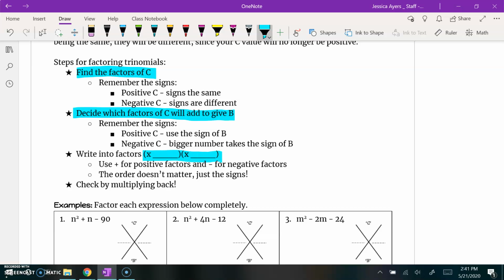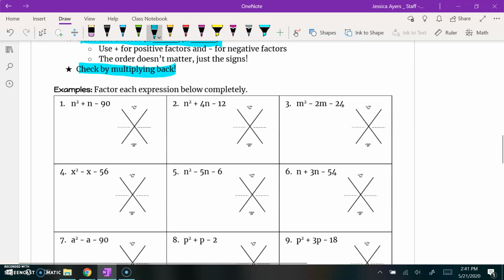We'll still write our factors into that x plus or minus, and then x plus or minus form with the parentheses. You'll use a plus for positives and a minus for negatives. And remember, it doesn't matter what order you put them in the parentheses as long as the signs are correct. Then you can always check yourself by multiplying back your answer. So let's take a look at number 1.